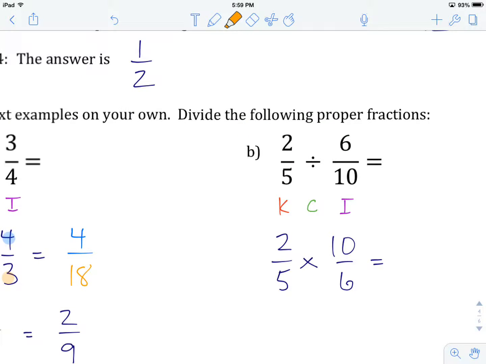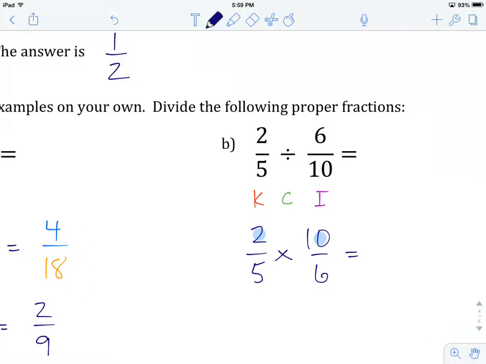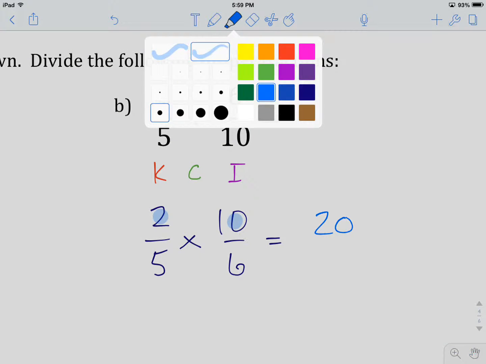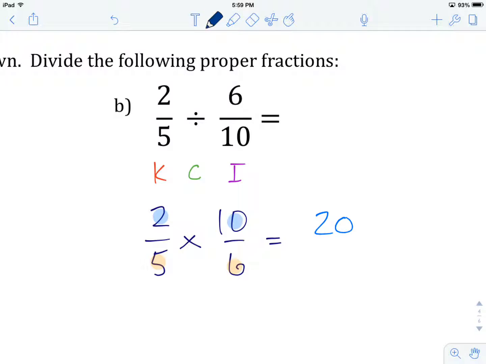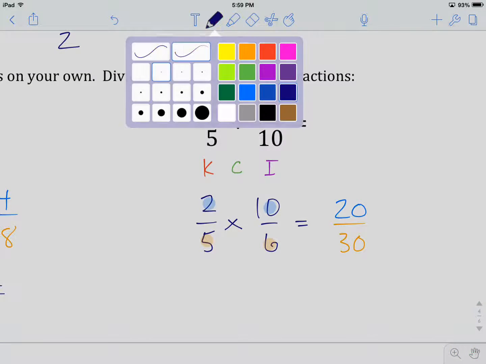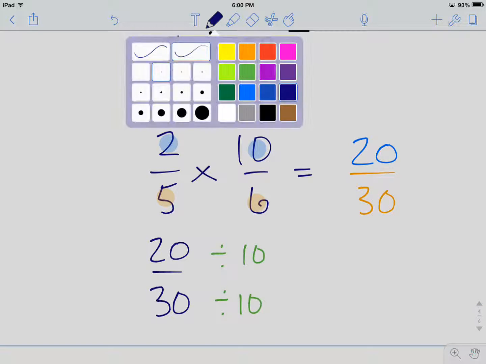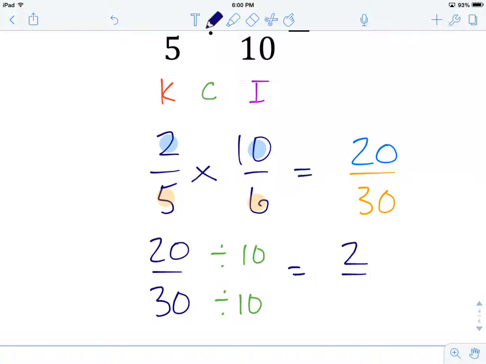Now this is just multiplication. Like every other multiplication with fractions question, we have 2 times 10, which will give us 20, and denominator times denominator, or 5 times 6, which will give us 30. So let's rewrite that answer. That's our answer so far. We've got 20 over 30, and we go to the factor chart, and we see that the greatest factor common to both is going to be 10. So we're going to divide both numerator and denominator by 10. That will give us 2/3 as our final answer.